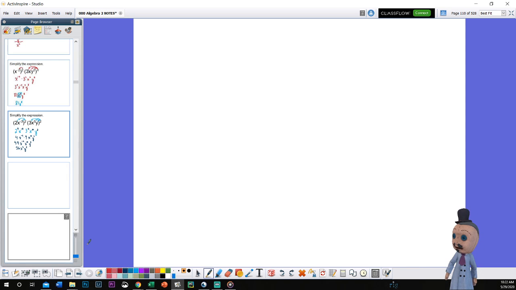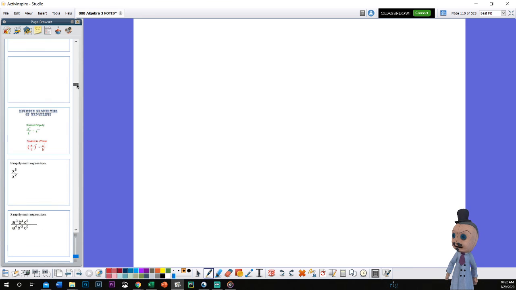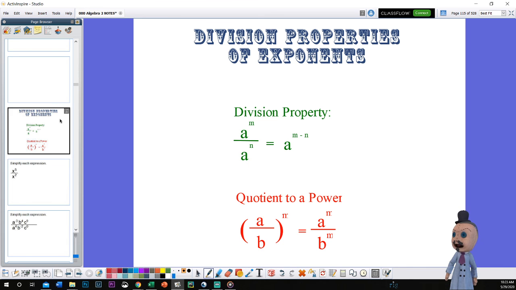Alright. Sadly, it looks like that's all we have for this. That's your multiplying exponents. Next lesson, we're going to move on to division properties of exponents.